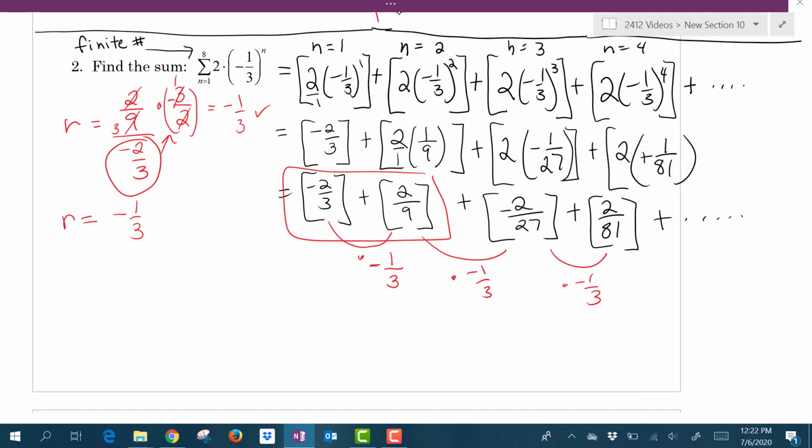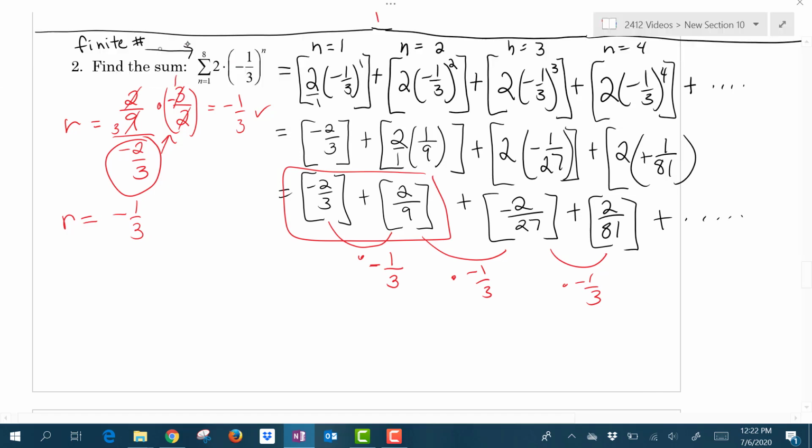Now, what does that mean? Well, that means now that we are allowed to use that formula for the sum of the terms of a geometric sequence when we have a finite number of terms. So that formula is the first term of the sequence multiplied times this big fraction, 1 minus r to the power of n divided by 1 minus r.